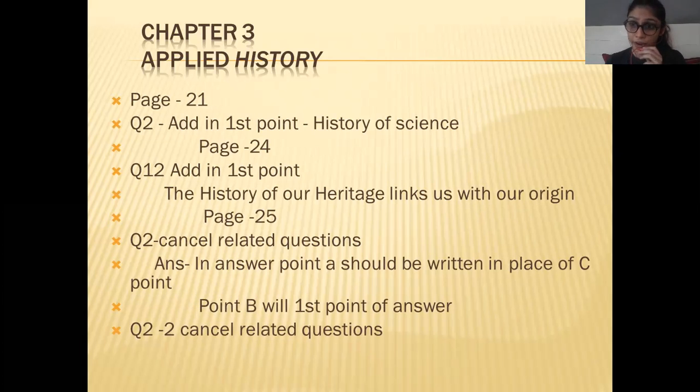On page number 25, question number 2, cancel all the related questions. Now, the answer point should be written in place of C point. Now you have to reframe this question. How? Your point B is going to be your first point in the answer. Then will be point C and then point A. So first comes B, after that C and after that A.